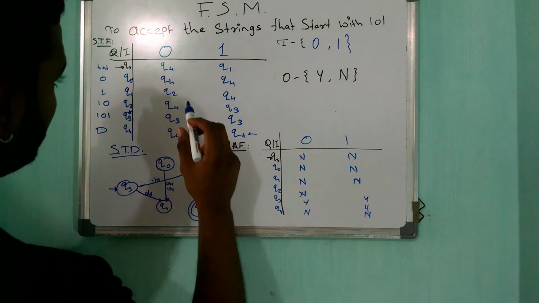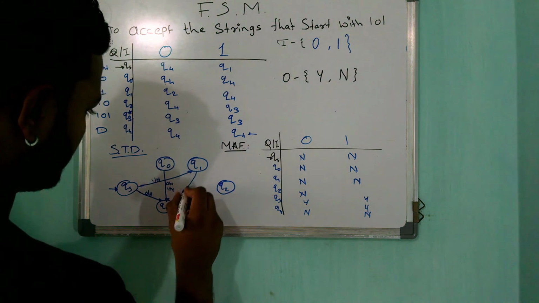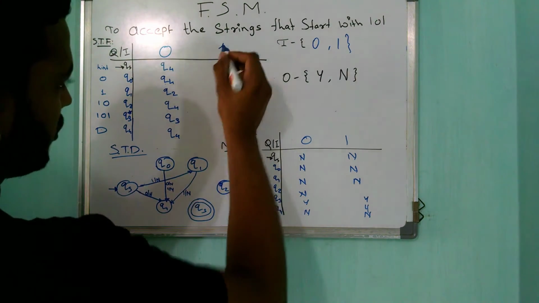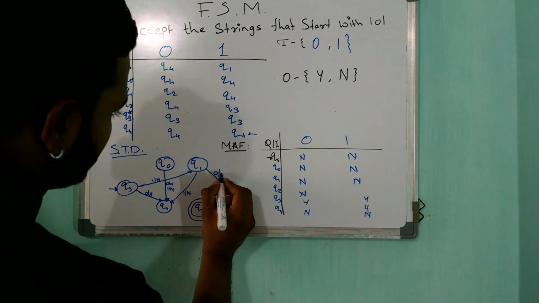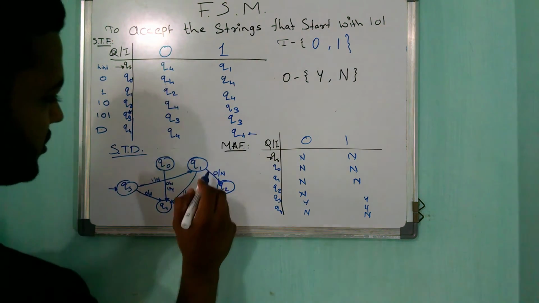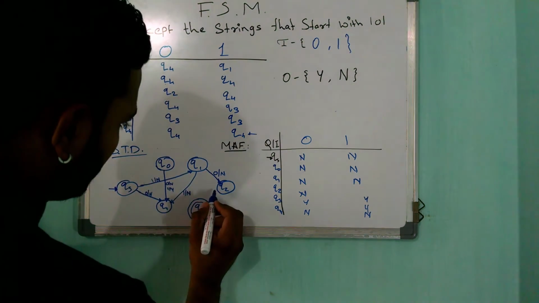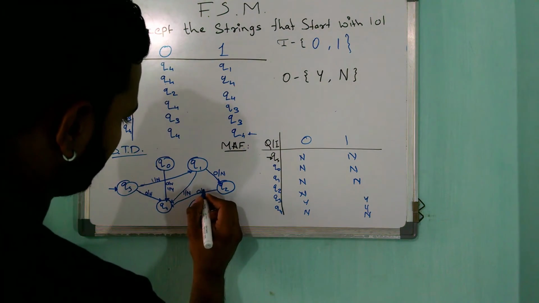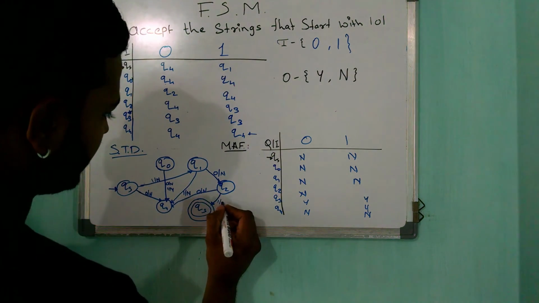From Q1 there will be two arrows. One will go to Q2 and one will go to Q4. The one going to Q4 says 1/no, and the arrow that goes to Q2 says 0/no. From Q2 we have two arrows, one to Q4 and one to Q3. The one to Q4 has 0 as the input and no as the output, and the one to Q3 has 1 as the input and yes as the output.